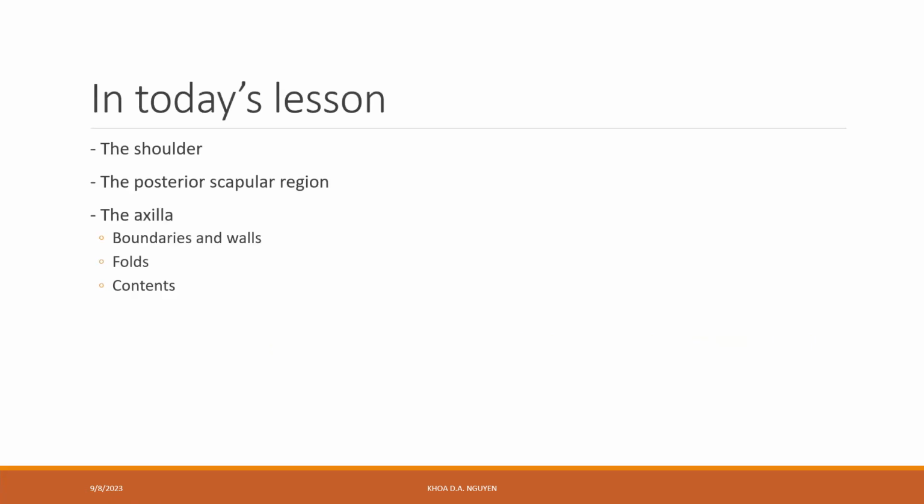So now in today's lesson, we will go briefly first through the shoulder and the posterior scapular regions, because these regions contain some very important structures and muscles that will be covered more when we go on to the axilla, as well as the contents of the axilla, and as well as the space in the posterior scapular region. And then after that, we will cover the axilla, which is basically the armpit in colloquial terms. But the axilla is more than just the armpit.